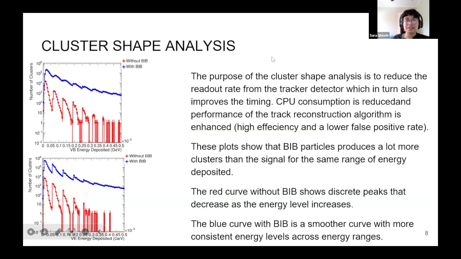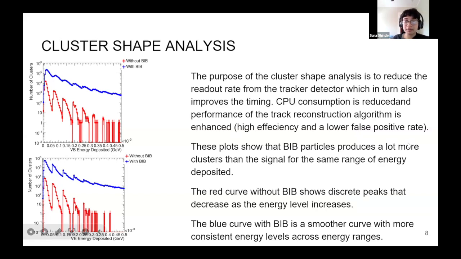Now let's look at cluster shape analysis. The purpose of the cluster shape analysis is to reduce the readout rate from the tracker detector, which also improves the run time. CPU consumption is reduced and the performance of the track reconstruction algorithm is enhanced, which leads to higher efficiency and lower false positive rates.